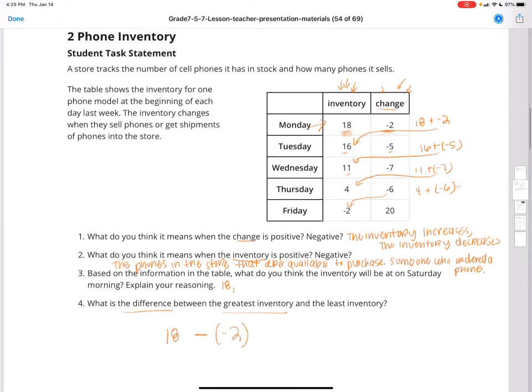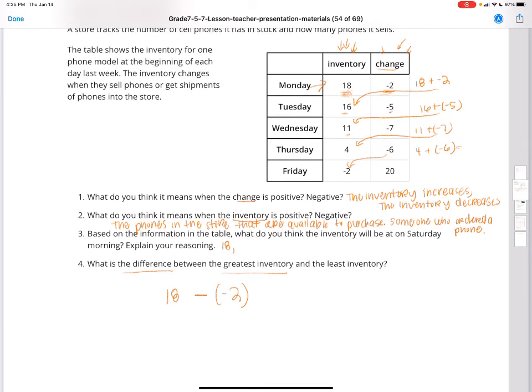So just like our warm up, anytime we take away a negative number, it's the same as adding a positive. So this is the same as saying 18 plus 2, which is also known as the additive inverse, where I'm adding the opposite. Subtracting the negative is the same as adding its opposite. So 18 plus 2 will equal 20.